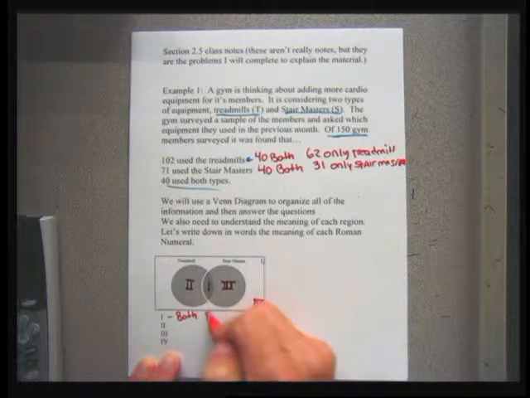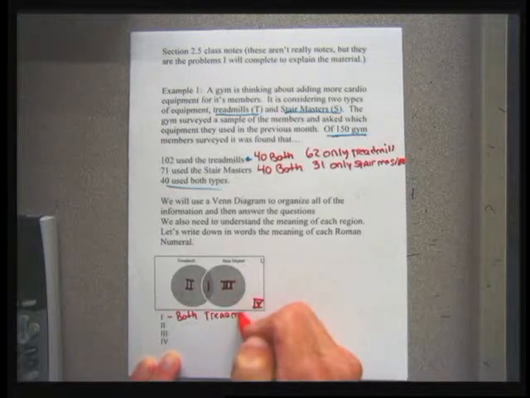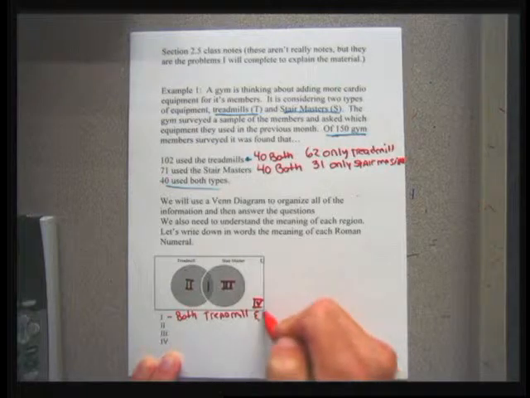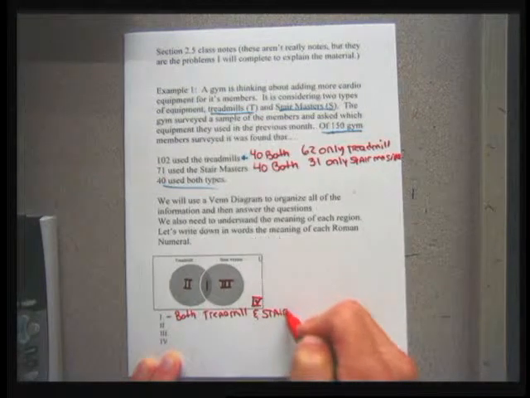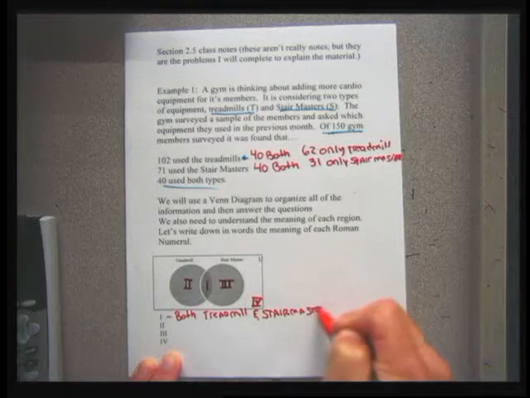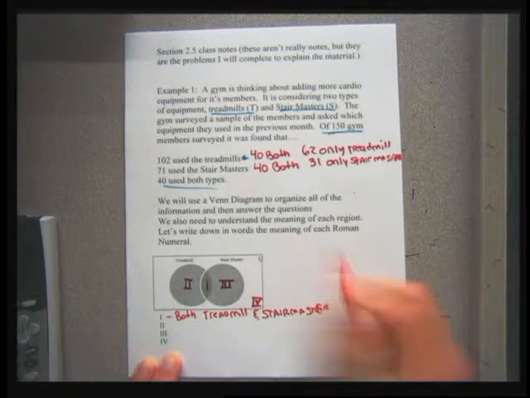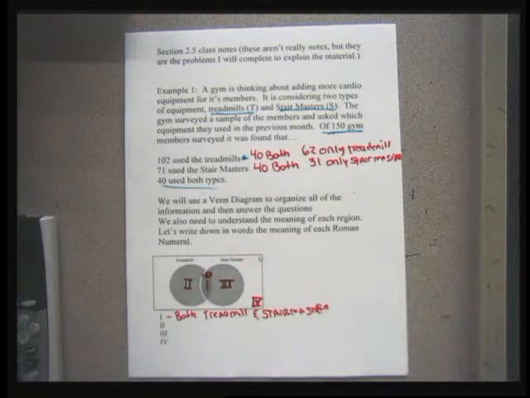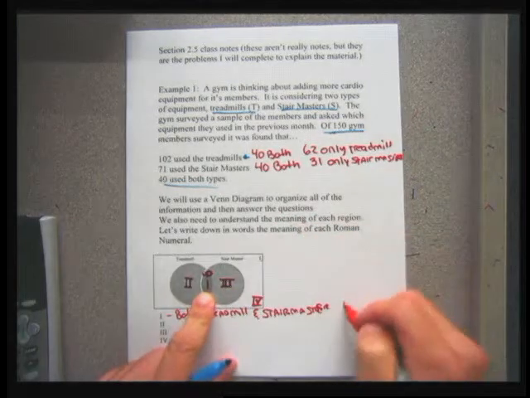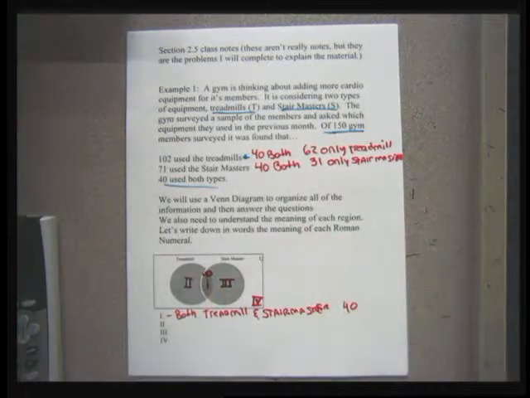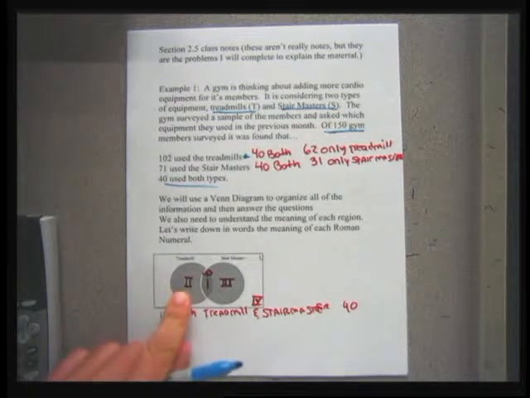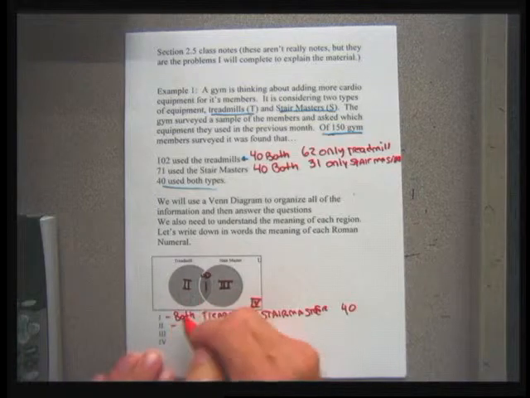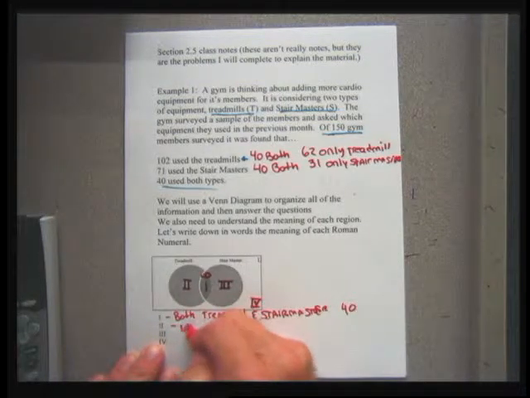In words, region 1 represents the members that did both the treadmill and the Stairmaster. And that number is specifically given to me. That number is going to be given in every problem, the number for the dead middle of my diagram. So there's going to be 40 in region 1 of people that use both the Stairmaster and the treadmill.